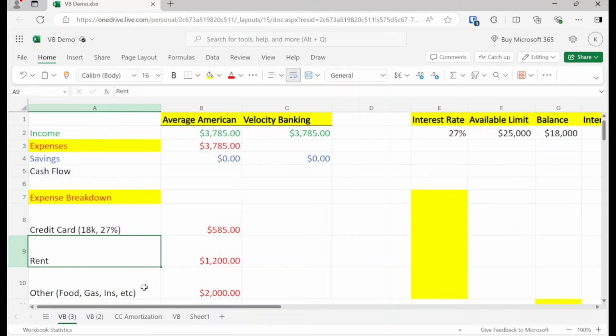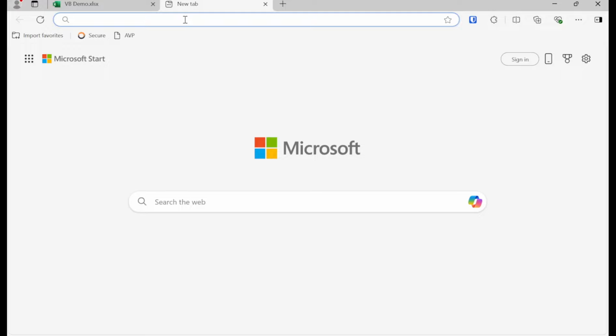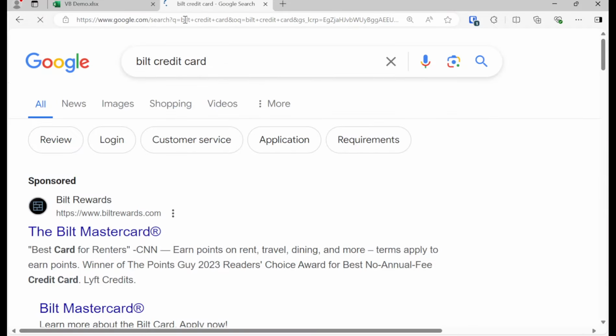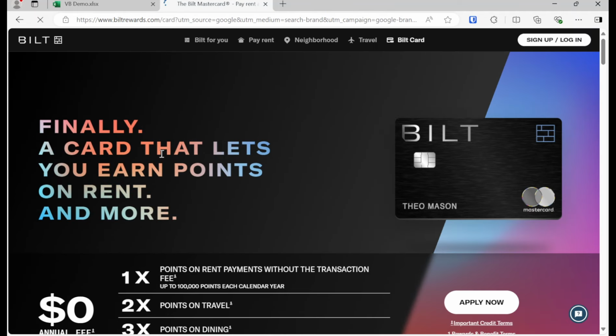Well, here's the thing. It's 2024, right? There's always going to be new solutions in the marketplace because people will come up with new ideas. And every time there's some sort of inconvenience and you think, hey, this kind of sucks, well, guess what? Someone's come up with a solution. So there are several ways to pay rent with a credit card. One of them that comes to mind is the Bilt MasterCard. Right here, it says, finally, a card that lets you earn points on rent and more, so you can pay rent without the transaction fee.